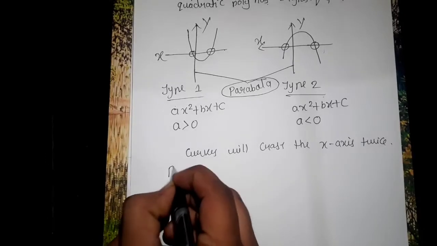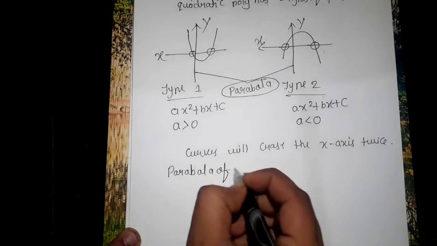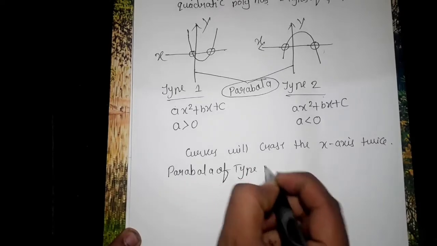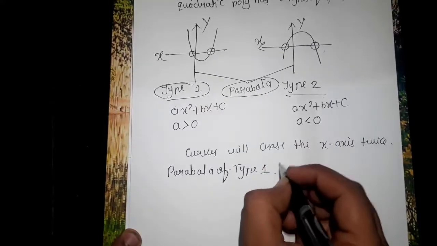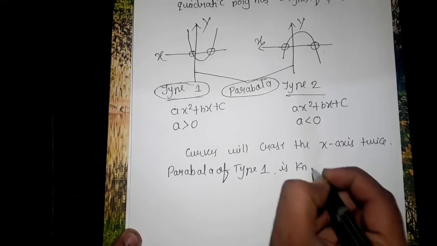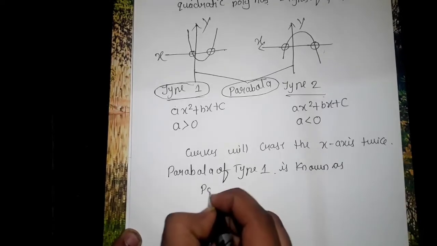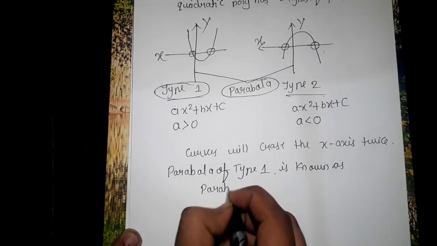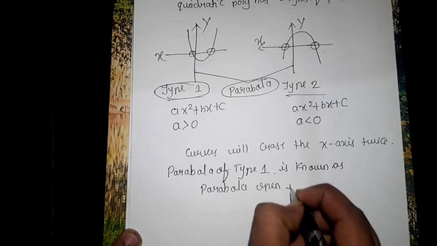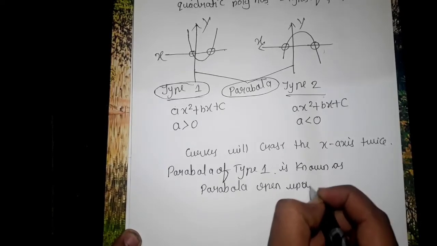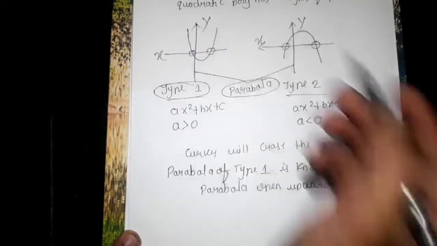Parabola of type 1, that is this one. Parabola of type 1 is known as parabola open upwards. That is, this parabola is open upwards.